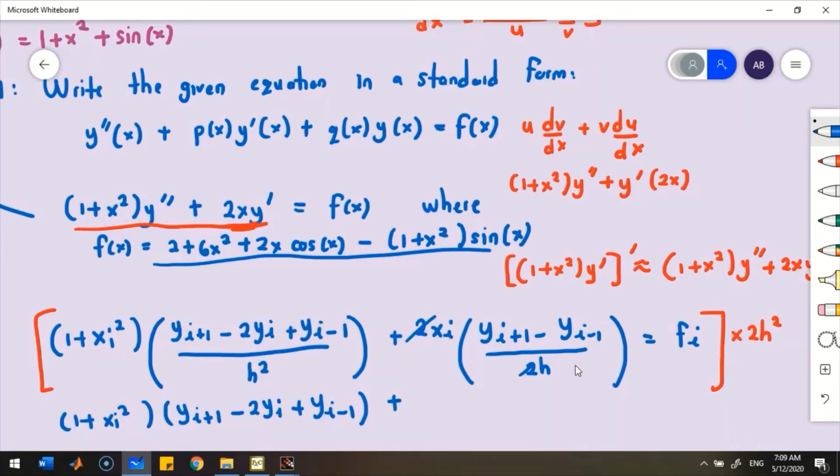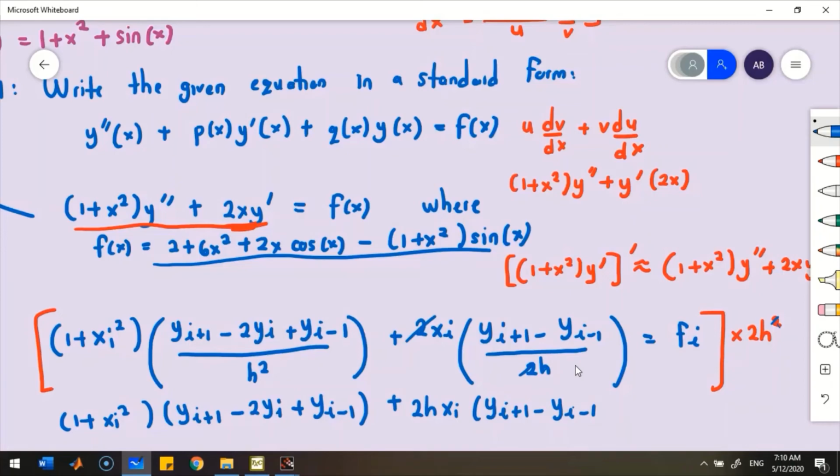Okay, let's not make a mistake. Now what happens if I multiply by 2h squared? h and h cancel out one term here, so I have 2h, I have 2h xi, and then we have yi plus 1 minus yi minus 1. Okay, actually I made a mistake.